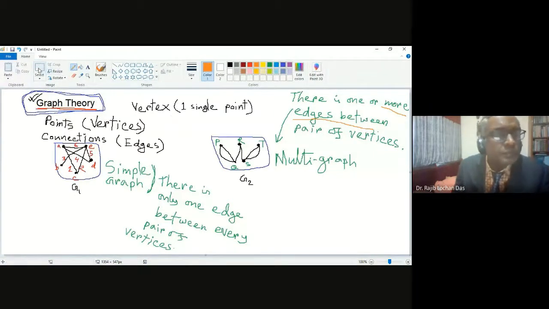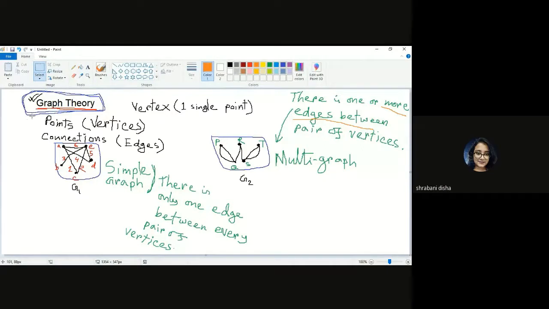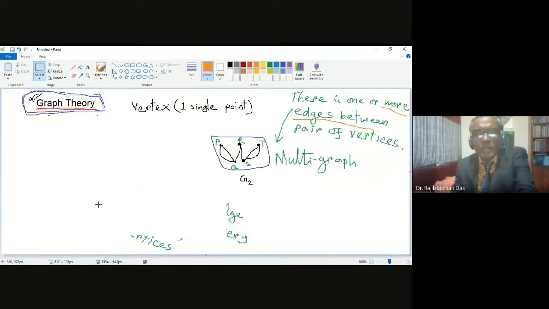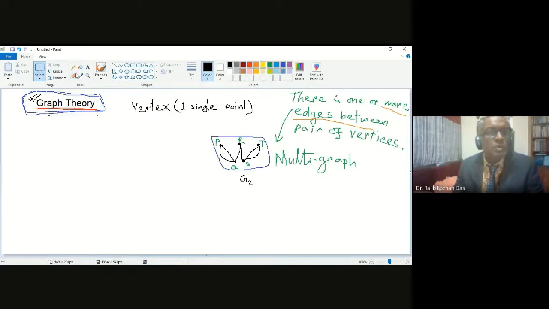Is that okay? Yes, sir. So simple graph, multigraph. Let me now tell you another graph, which is called pseudograph. This is another type. If you draw the pseudograph, there may be 5, 4, 6 vertices, any number of vertices. This is not a restriction.